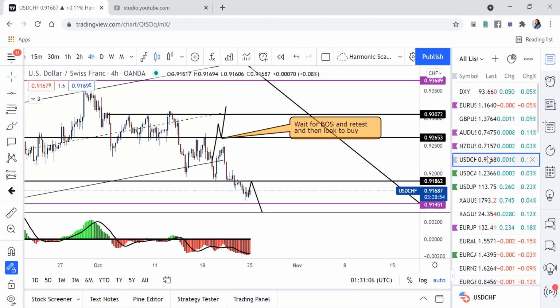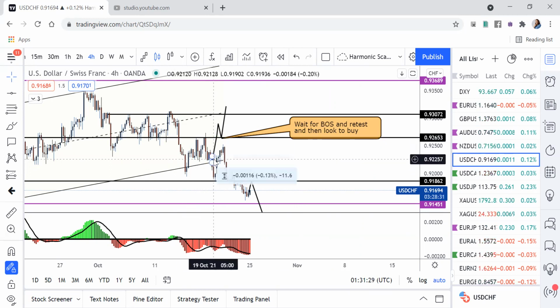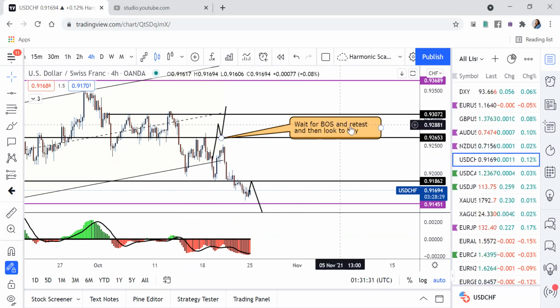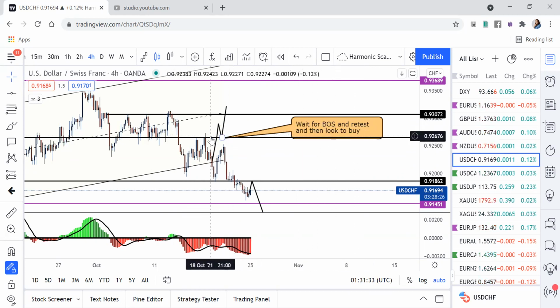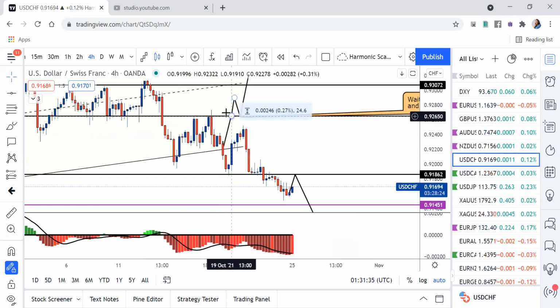Okay, USD CHF. All right, so USD CHF. And this is a fantastic example here. Let me just show you. So last week we were looking at USD CHF, and I told you guys this was the high, right? And price was here. I said wait for break of structure and retest and then look to buy. What happened? Price never broke structure, so you don't buy.